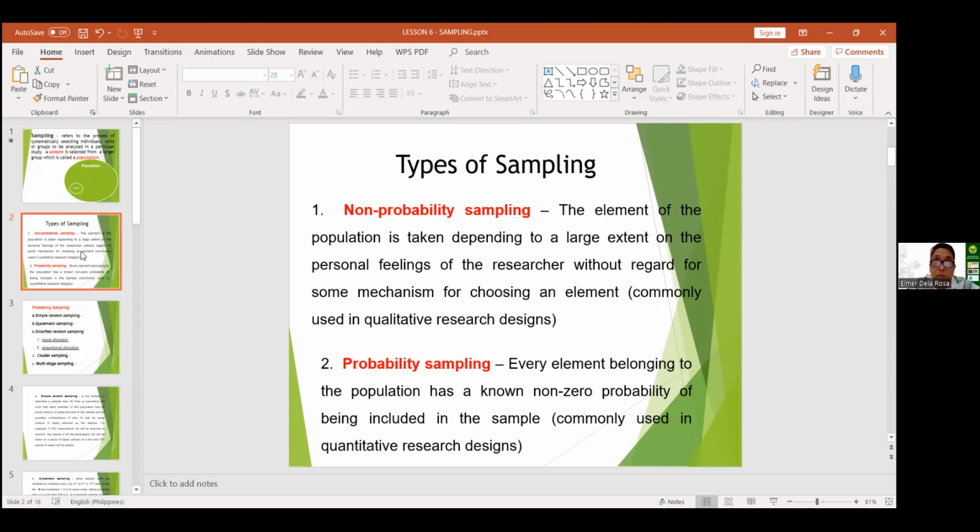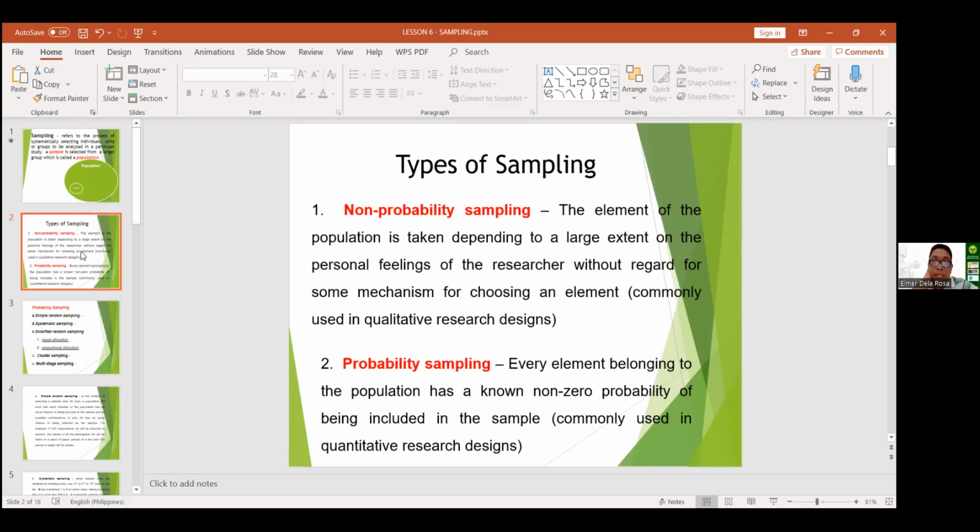So probability, because we base it on some chance, measures of chance. So what is the probability that Pedro will be selected as a sample for the study is known or can be computed.